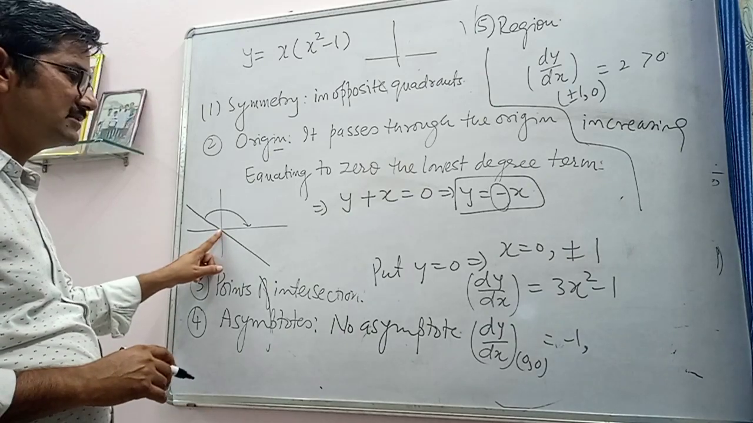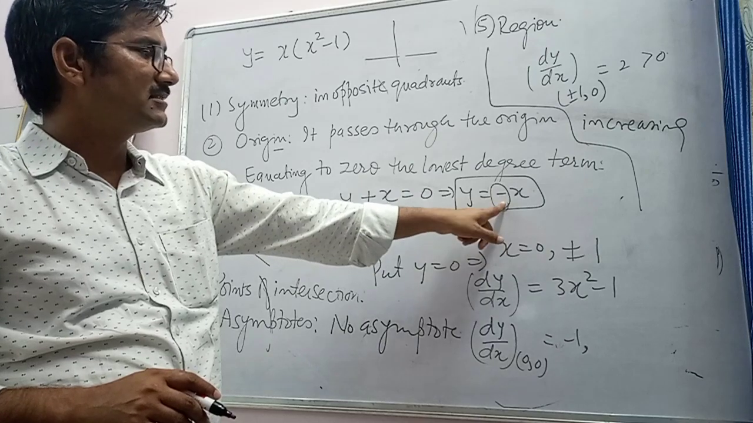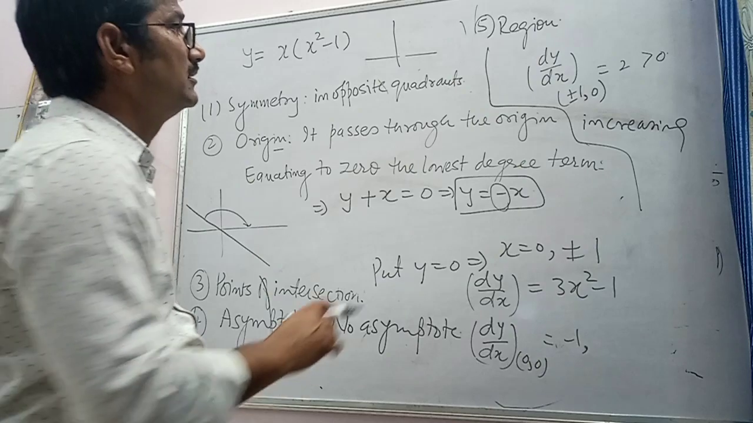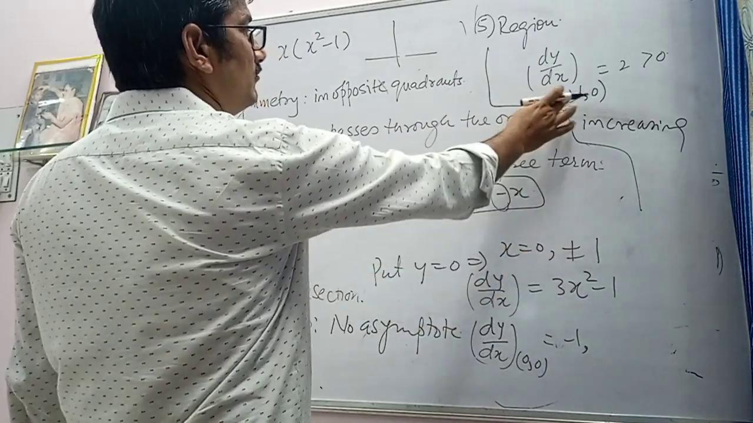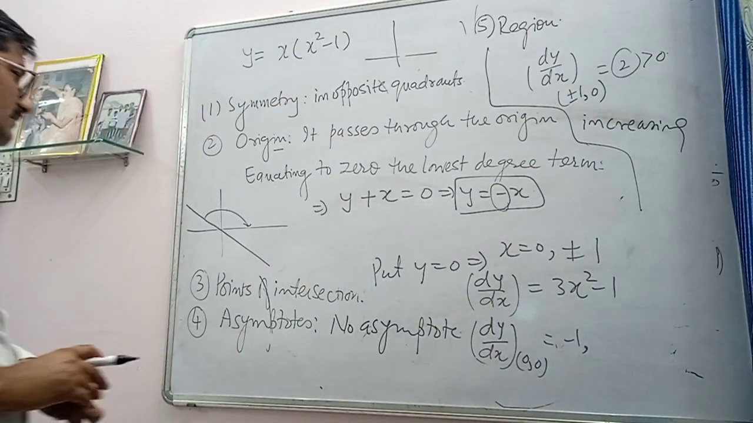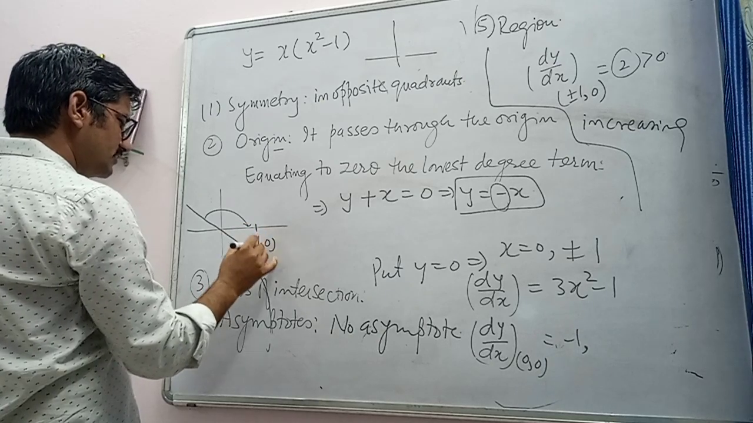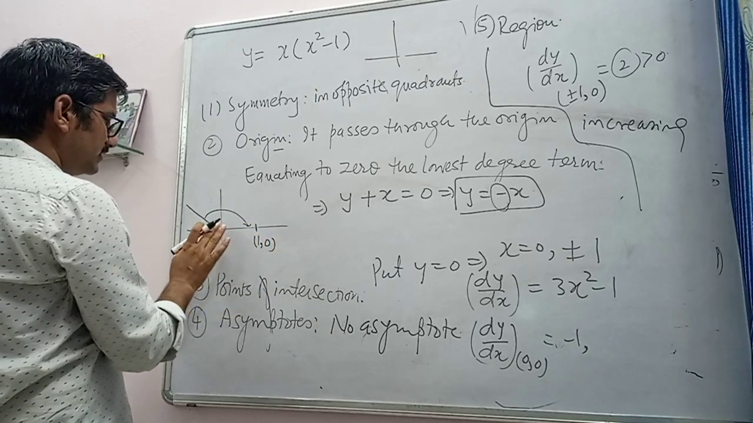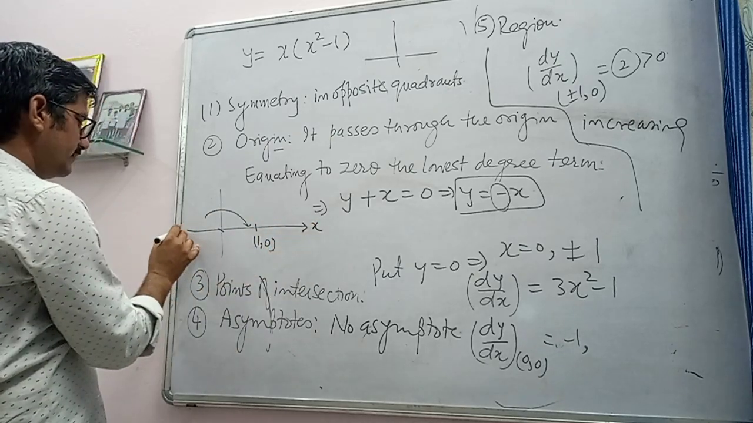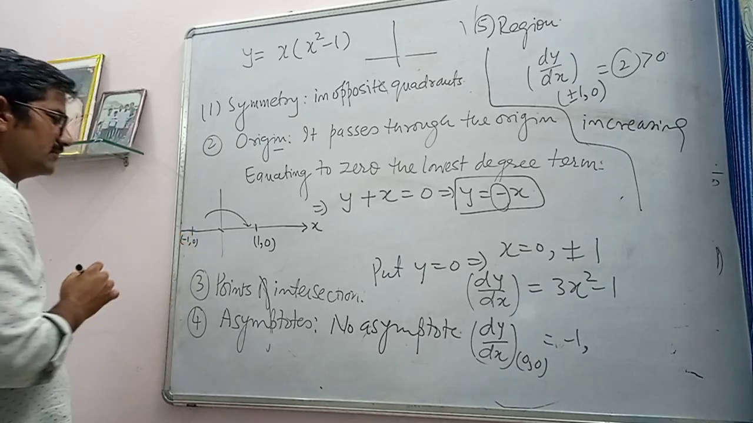It is already discussed here. The tangent at the origin has the slope minus 1. And dy by dx at 1, 0 or minus 1, 0 is 2, which is greater than 0. So this is the point of intersection of this curve and the x-axis, and minus 1, 0 is another point of intersection.